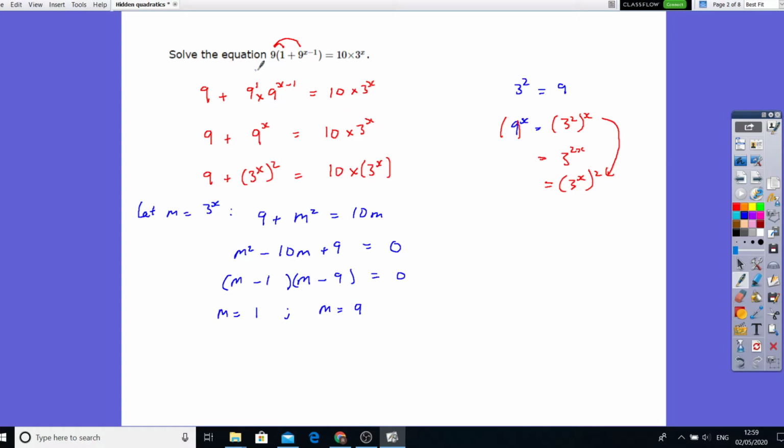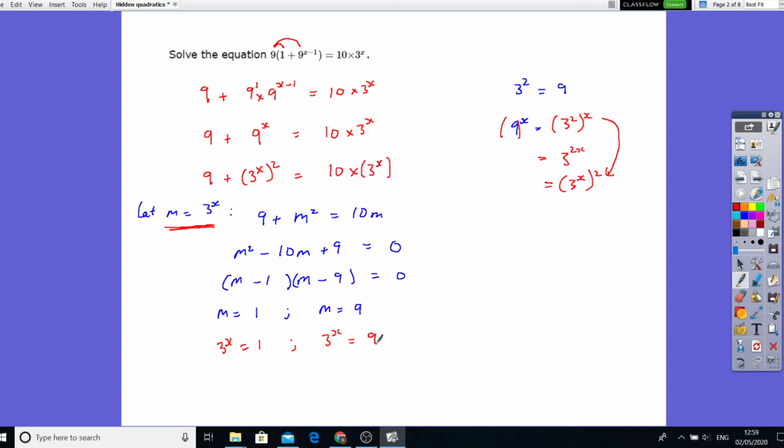Now we still haven't solved this. We only solved it for m. So now we need to put our x back into action. So we're going to now replace the m for 3 to the power x. Sorry, not 3x squared, 3 to the power x, which is going to equal 1. And we got 3 to the power x, which is going to equal 9.